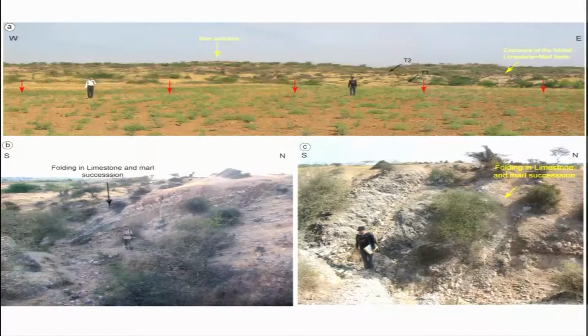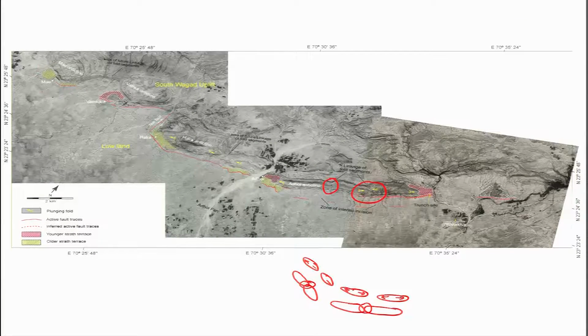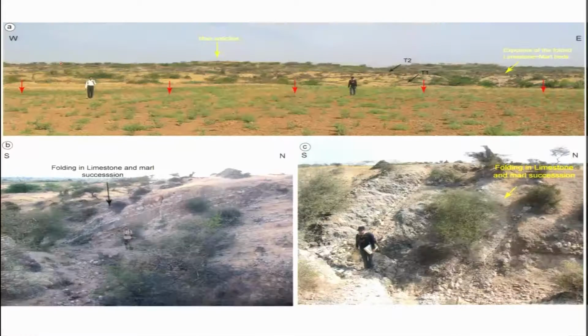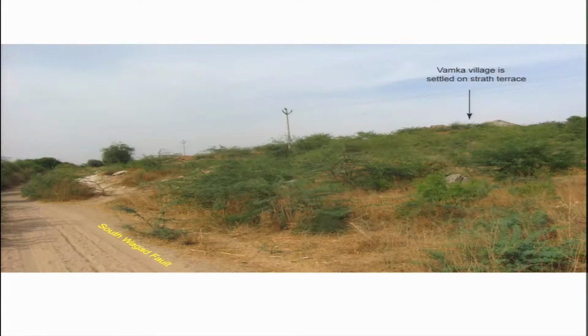These are the examples which we see, or the signatures which we see in the deformed areas, and these are the old rocks, tertiary rocks which have been folded. And this is the scarp at Mahe anticline, which I was showing in the previous slide over here. This is the area at the Mahe anticline. And then further, we are moving to the next one, that is close to Vamka, we see an uplifted terrace. So, South Wagad fault, which we have marked, is running over here actually.